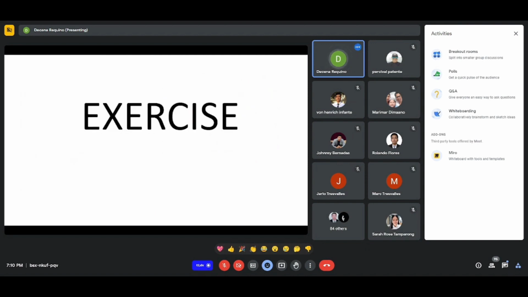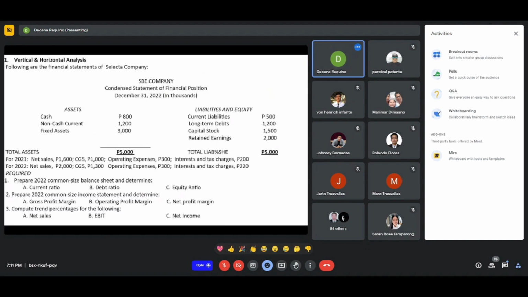Ito yung sample ng vertical and horizontal analysis. For example, meron tayong balance sheet, condensed statement of financial position as of December 31, 2022. Meron tayong total assets na 5,000, total liabilities and equity na 5,000.